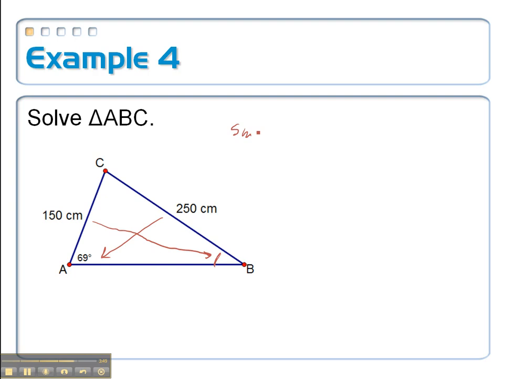The sine of B over the side it's opposite, 150, equals the sine of 69 over the side it's opposite, which is 250. Multiply this 150 up top. Sine B equals 150 times the sine of 69, all divided by 250. We're going to break right here and solve the rest of it in the next video.